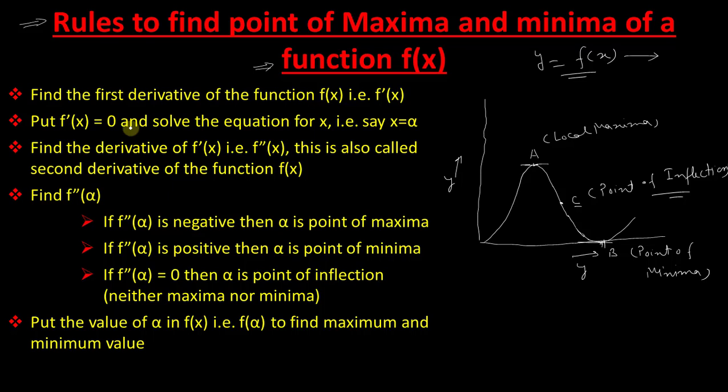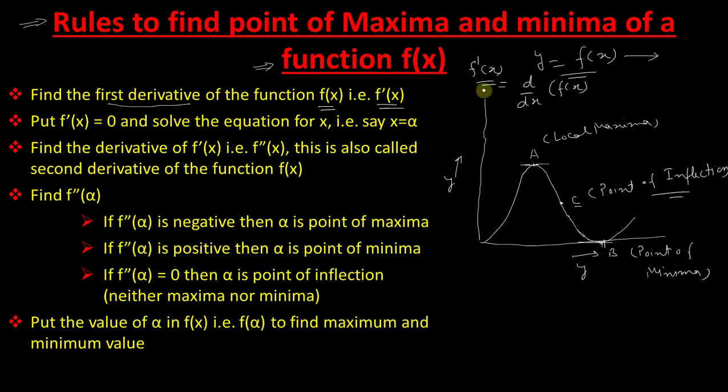The first thing you have to do, if you have to find a maximum and minimum, is to find the first derivative of this function, which is denoted by f dash x. We can write f dash x as dy by dx of f of x. So the first thing is to do the first derivative of the function, that is, find f dash x.